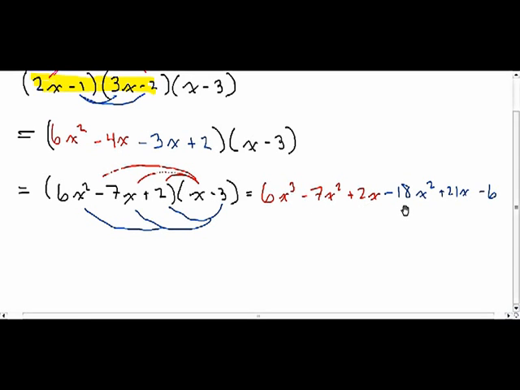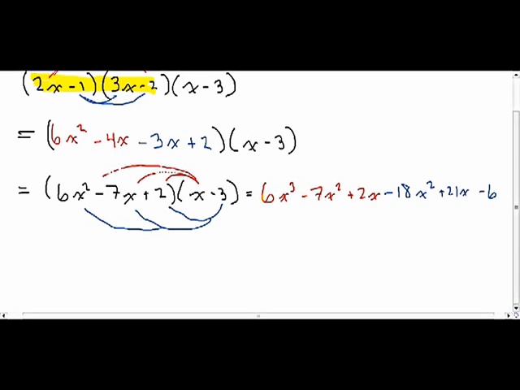Following our blue path, negative 3 times 6x squared gives us negative 18x squared. Negative 3 times negative 7x gives us positive 21x. And finally, 2 times negative 3 gives us negative 6. So we're going to be collecting like terms here. If you want to try it on your own, you can pause the video. Otherwise, you can follow along with me.